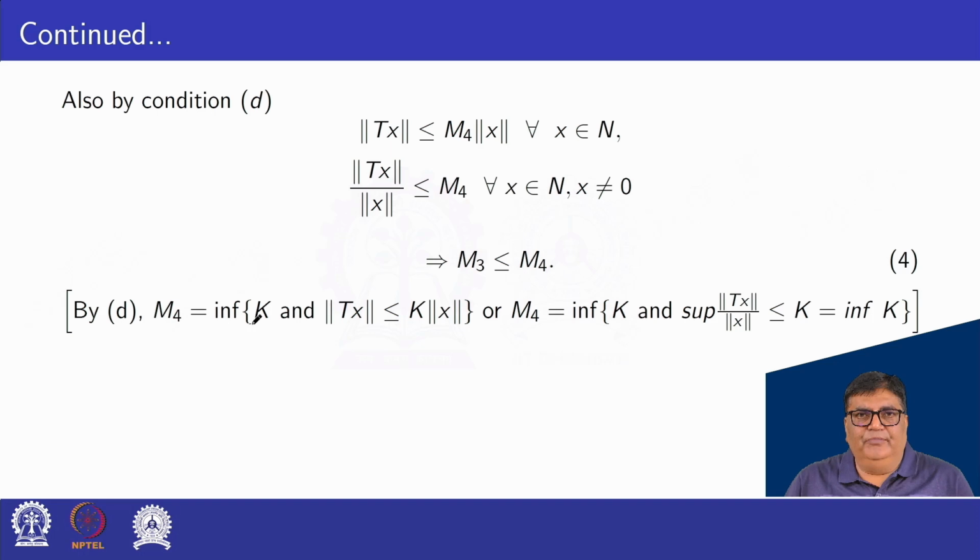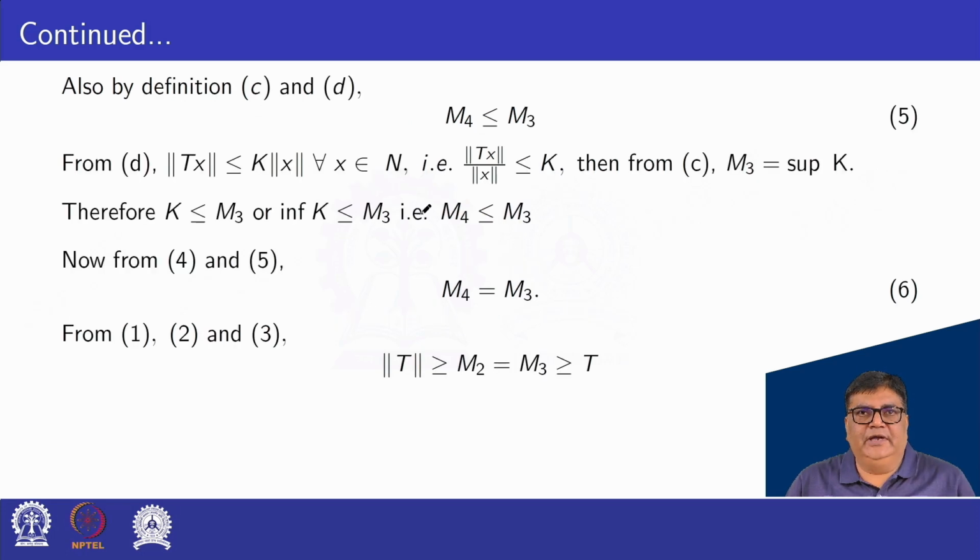Because M4 is equal to the infimum of K where norm Tx is less than or equal to K norm x, or M4 is equal to the infimum of K where the supremum of norm Tx upon norm x is less than or equal to K, that is the infimum of K. So the supremum of norm Tx upon norm x is M3. This implies that M3 is less than or equal to M4.